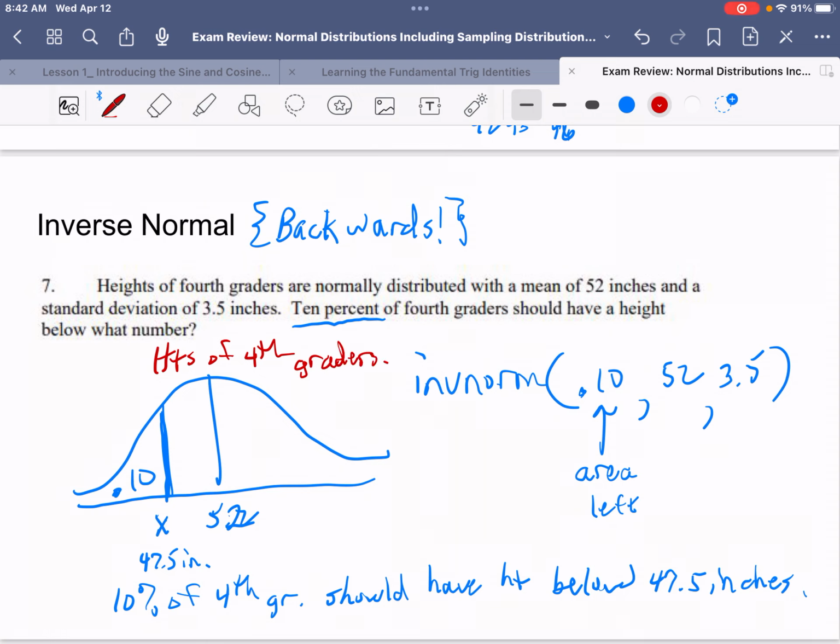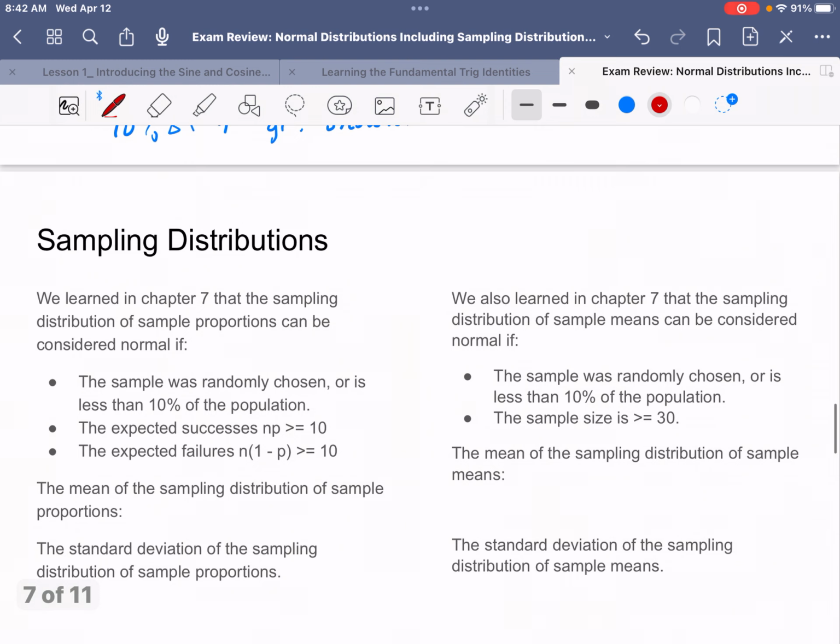Okay, so that adequately reviews Chapter 2, and I'm pretty sure you're okay with it. And in the next video, we're going to go to Chapter 7 and talk about how sampling distributions can also be normal distributions.